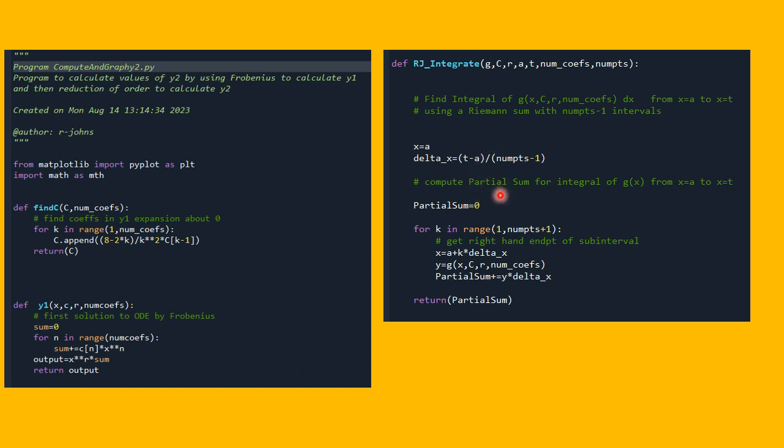Then we have a sum part of the program here. Partial sum equals 0, for k in range from 1 to num points plus 1, x equals a plus k times delta x. y is g of x with those other things that we need. Partial sum equals partial sum plus y times delta x. And after this loop is finished, we return partial sum. So what we have computed here is a Riemann sum approximating the integral from a to t of g of x dx.